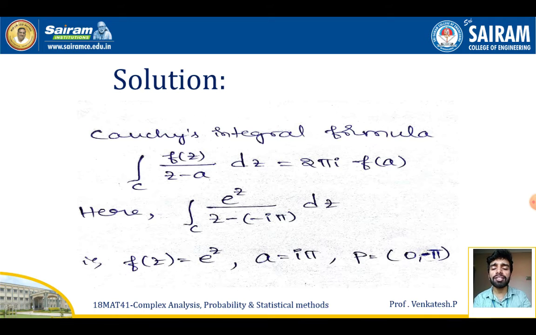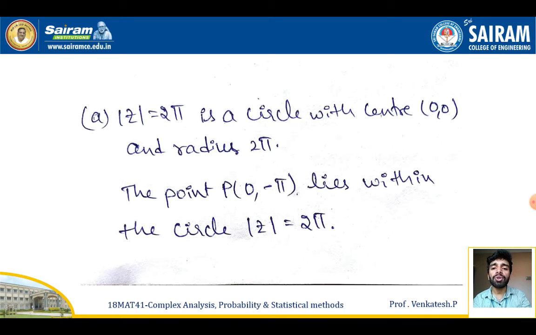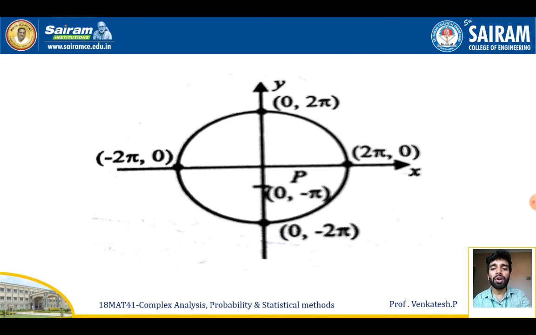The first curve, modulus of z is equal to 2 pi, is a circle with center at (0, 0) and radius 2 pi. So now I should draw the circle of radius 2 pi with center at (0, 0) and find out where the point lies relative to the circle mod z equal to 2 pi. I'm going to draw the circle like this. After drawing the circle with radius 2 pi, the point (0, minus pi) will exist here. So we can conclude that the point lies inside the circle.